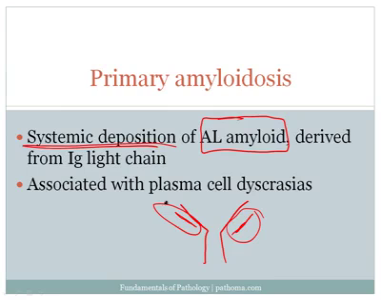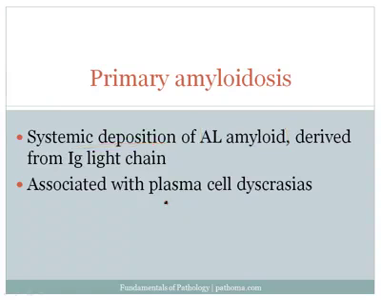However, in a subset of diseases called plasma cell dyscrasias, which is a general term that refers to abnormalities of the plasma cell, there can be overproduction of the light chain, and the overproduced light chain will leak out into the blood. The light chain can then become misfolded and can eventually deposit within tissues, creating a primary amyloidosis. So that's the characteristic of primary amyloidosis.